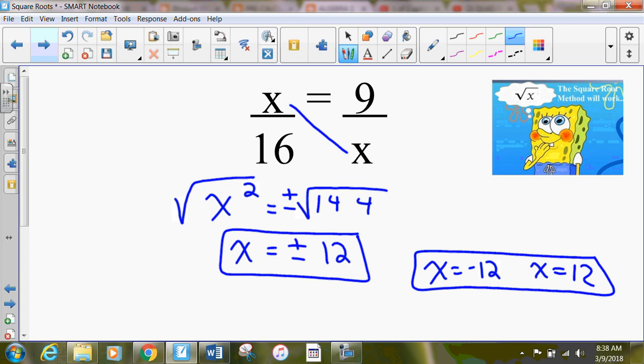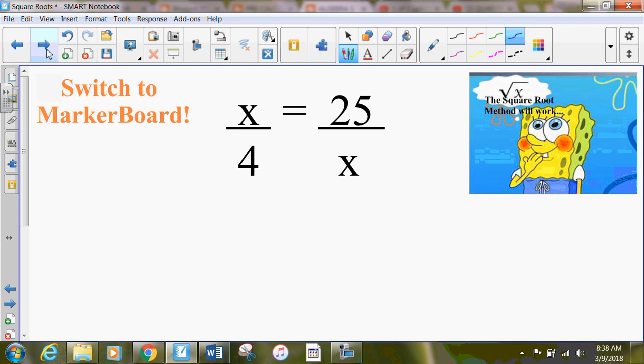But we'll continue to write our answers with the plus or minus. Just wanted to show you that. All right, let's switch to marker boards. Go ahead and pause me and do the marker board, and then we'll come back and check your work.